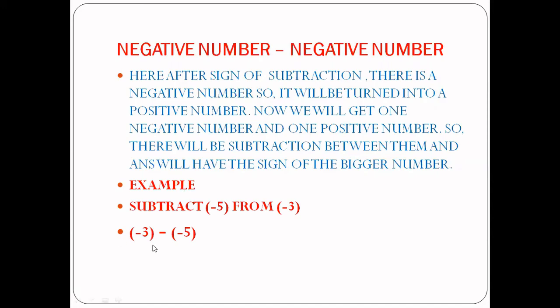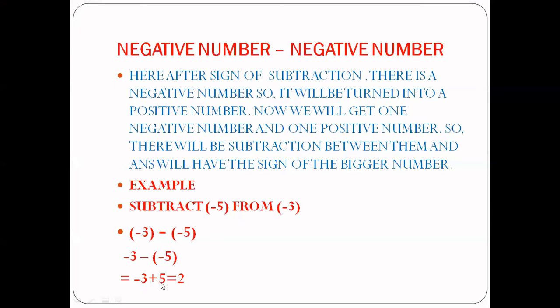We will not look at this first number. We will write that number as it is. So you can see here there is a sign of subtraction, that is the minus sign, and here the sign of this number, which is the negative sign, which is the minus sign. So we'll get these two minus signs. So this minus sign will be turned into a positive sign and this negative 5 will be turned into a positive 5. So we can write like this: negative 3, and this minus sign will become plus, and negative 5 will be turned into a positive 5. So one number is negative and one number is positive.